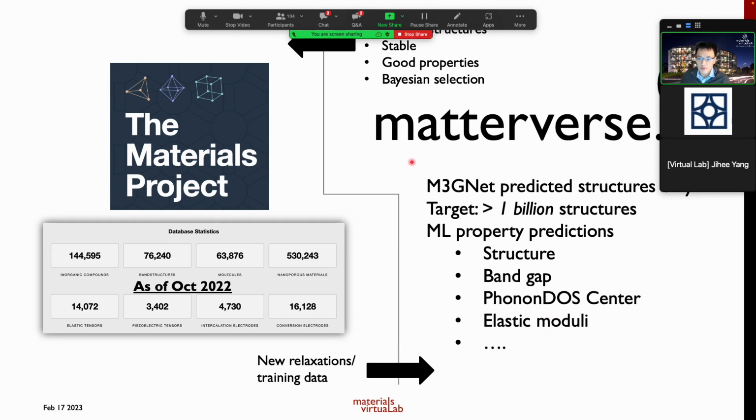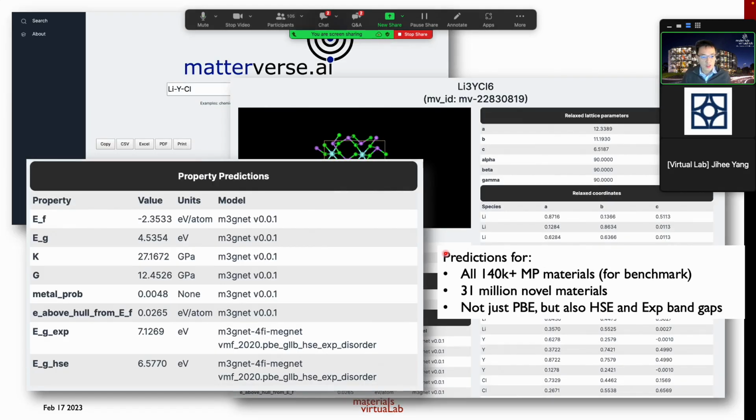And the predicted structures from these machine learning models would also feed into the Materials Project. If we predict something that is likely to be stable and have good properties, the Materials Project will do DFT calculations on them. And once the Materials Project gets new structural relaxations and training data, we can then feed that back to the model development for M3GNet, and hopefully we can build better machine learning models for material properties, okay? All right, so this is what you get if you go to Metaverse.ai today.